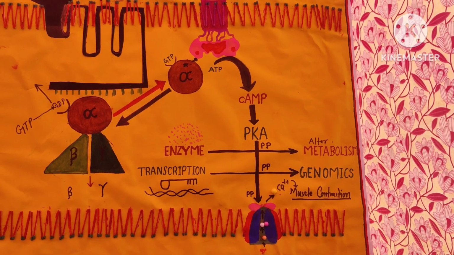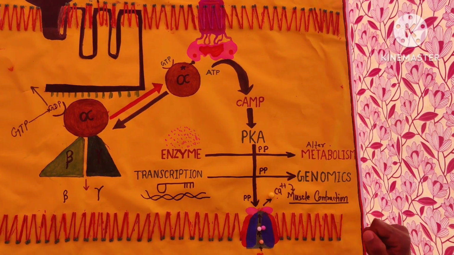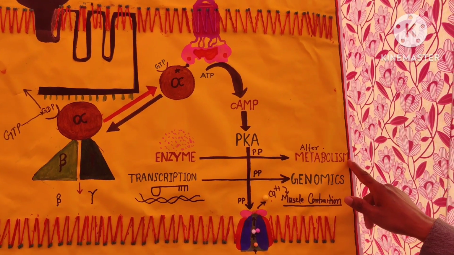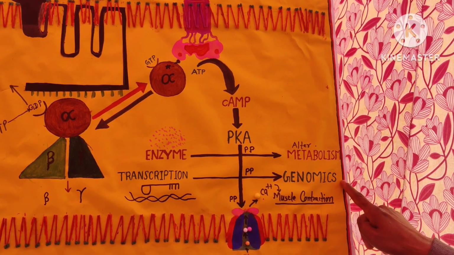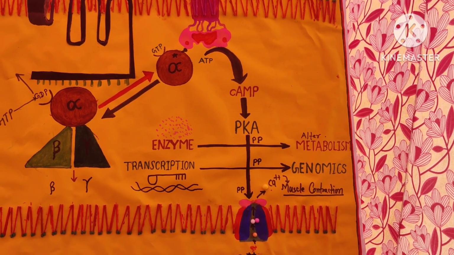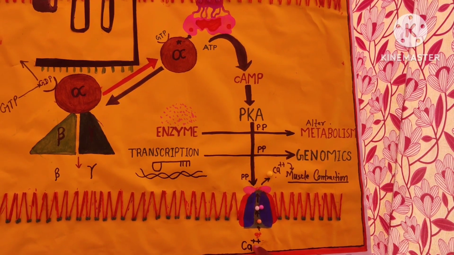So when phosphorylation occurs in the enzyme, it alters the metabolism. When the transcriptional factor is phosphorylated, it alters the genomic expression of the cells, and when this acts on the calcium channel, it will open.